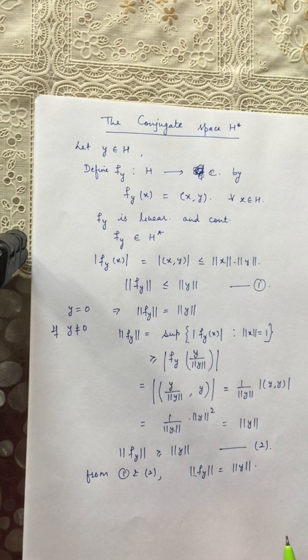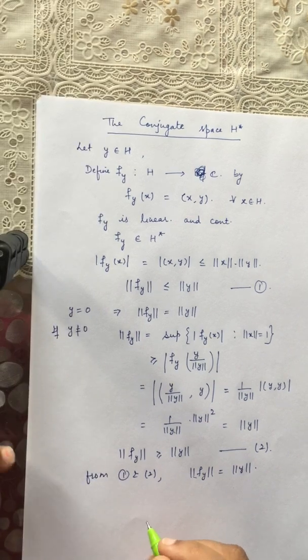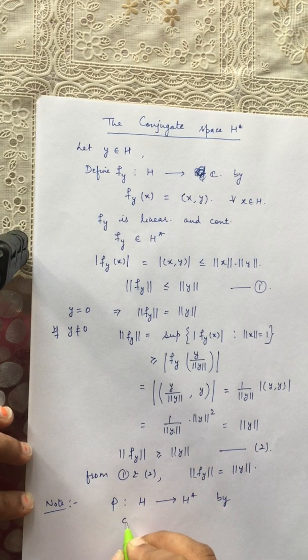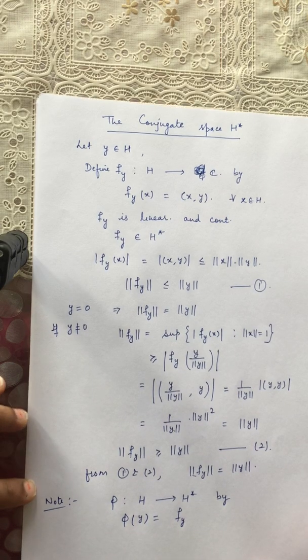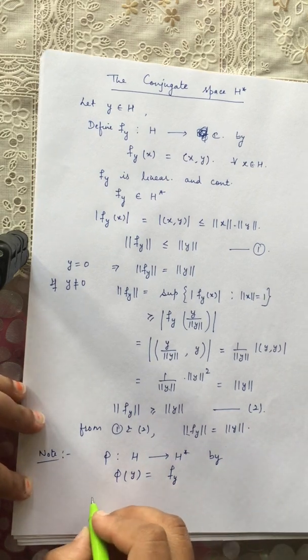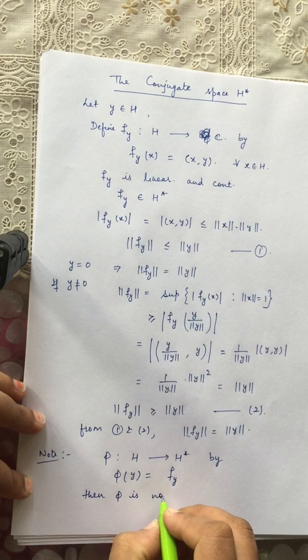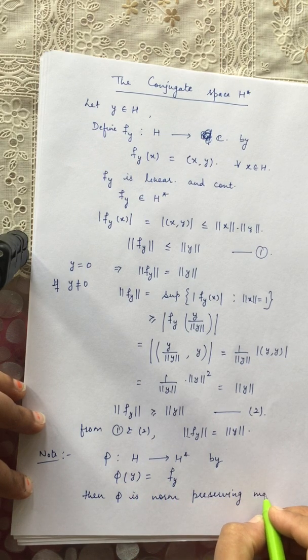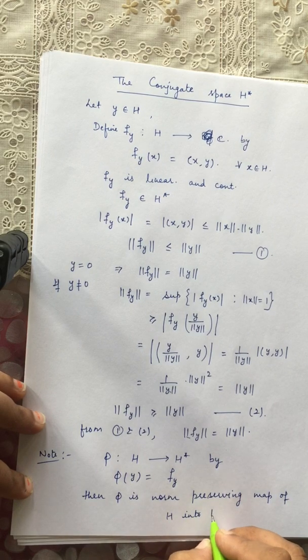So from all these things we have proved here, we can conclude that if we define a mapping, let us say phi from H to H star, which maps y to the linear functional fy, then it is a norm-preserving map of H into H star. So we have this theorem. We can first write a note. If we define a mapping phi from H to H star by phi of y is fy, where fy is the functional defined in the above manner, then phi is a norm-preserving map, because norm of y is equal to norm of fy. So this is a norm-preserving mapping of H into H star.